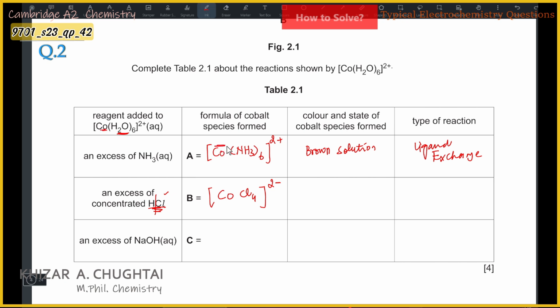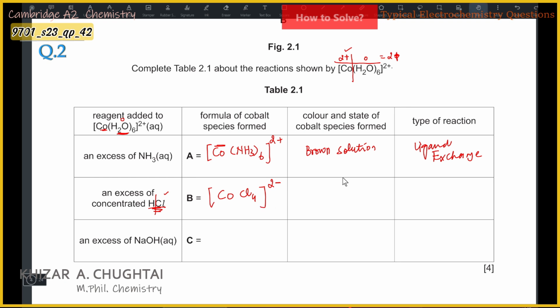Same is the case over here. In this case, water is a neutral ligand. There is no charge on the H2O molecule. So the sum on the complex is 2 positive, that is because of cobalt 2 positive. The charge on this complex is because of the charge on the cobalt.